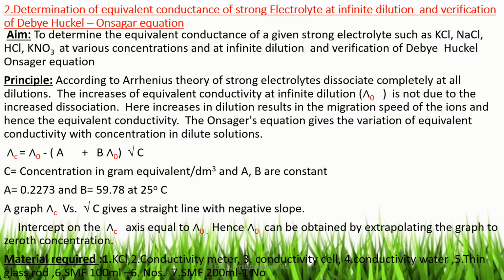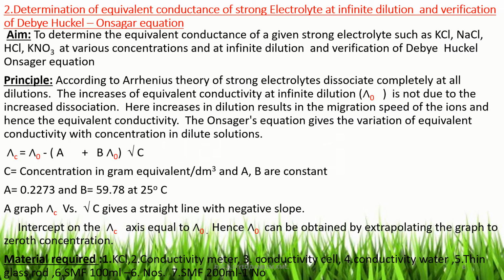Next, experiment number 2: determination of equivalent conductance of a strong electrolyte at infinite dilution and verification of the Debye-Huckel-Onsager equation. The aim of the experiment is to determine the equivalent conductance of a given strong electrolyte such as KCl, NaCl, HCl, or potassium nitrate at various concentrations and at infinite dilution, and verification of the Debye-Huckel-Onsager equation.